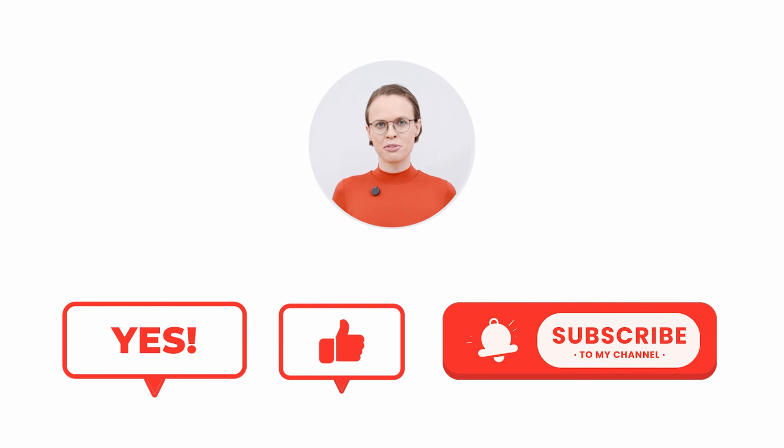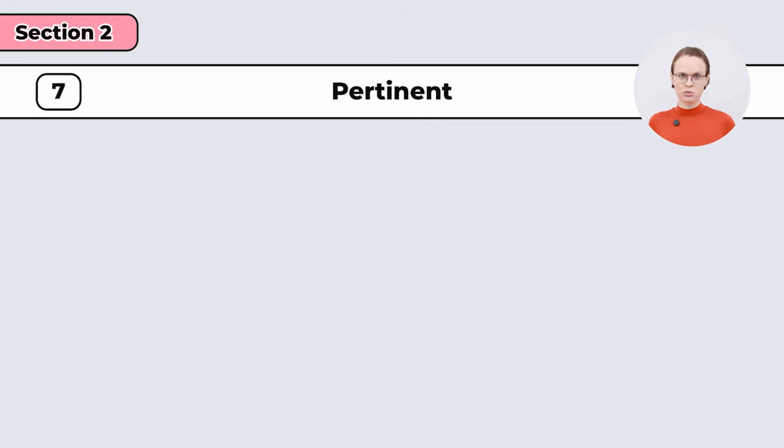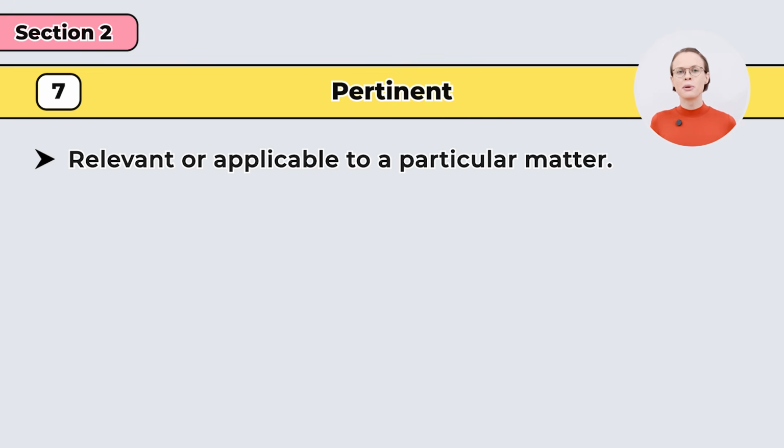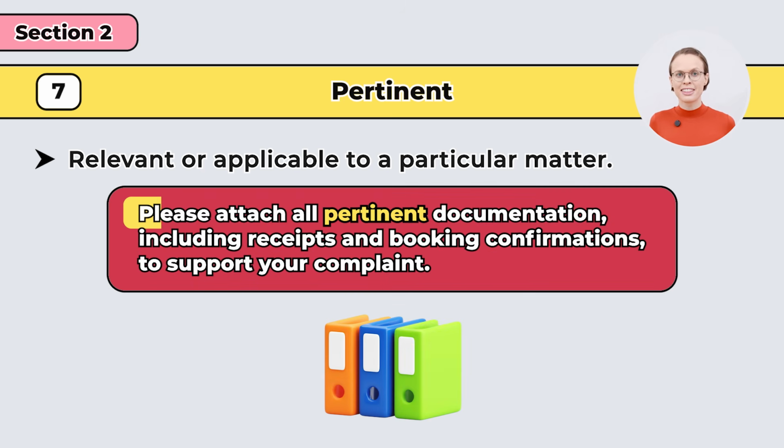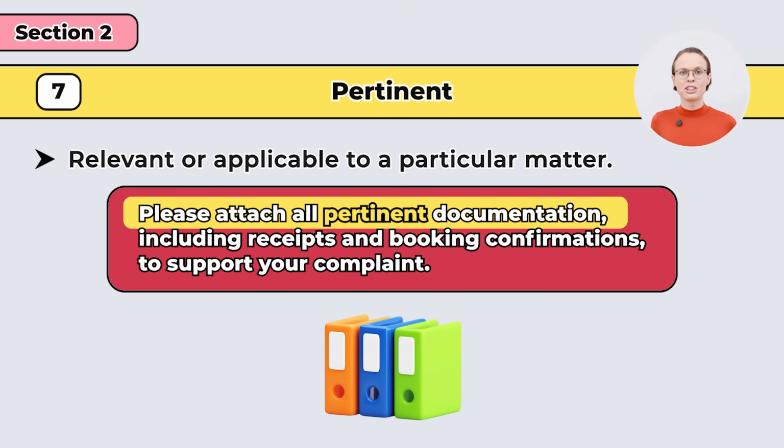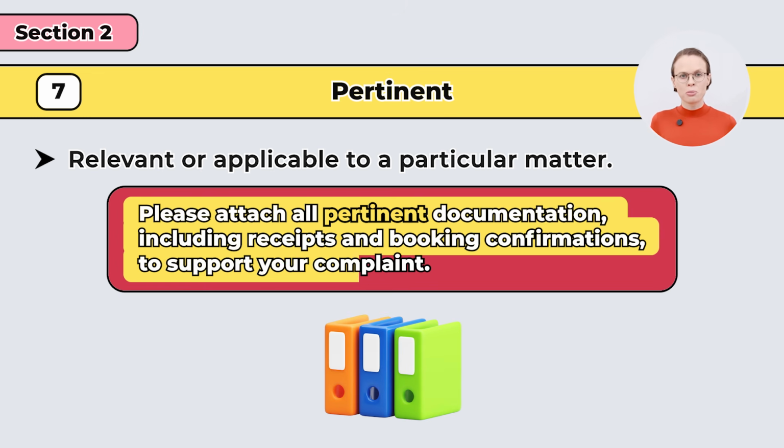Now, let's check out 14 more words that commonly appear in the IELTS General Reading Test. The next word is pertinent, which means relevant or applicable to a particular matter. Check out this example. Please attach all pertinent documentation, including receipts and booking confirmations, to support your complaint.